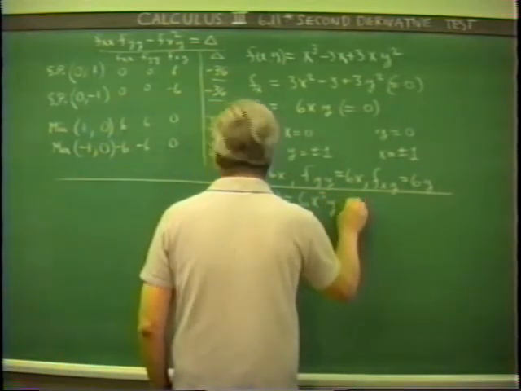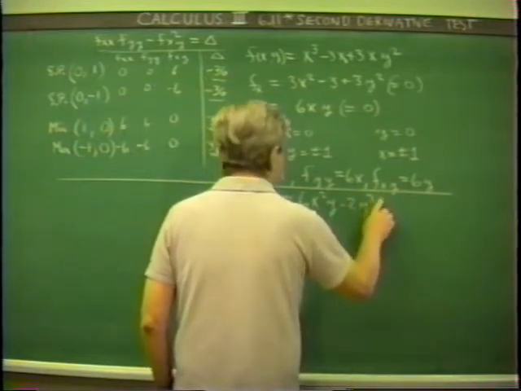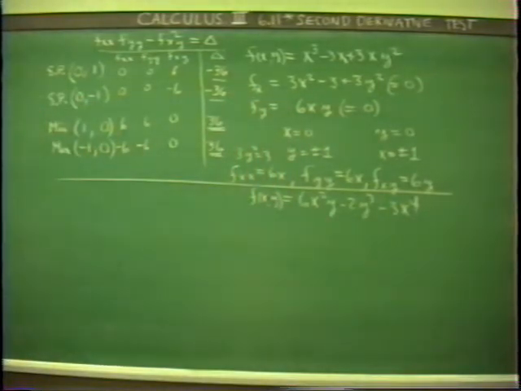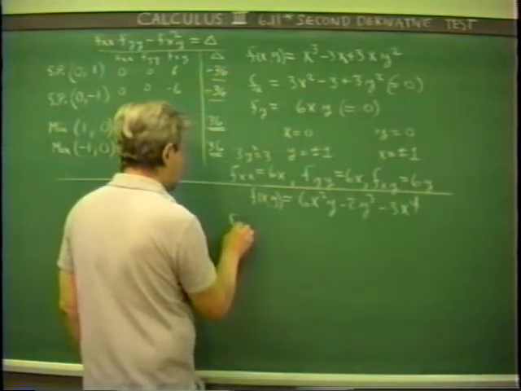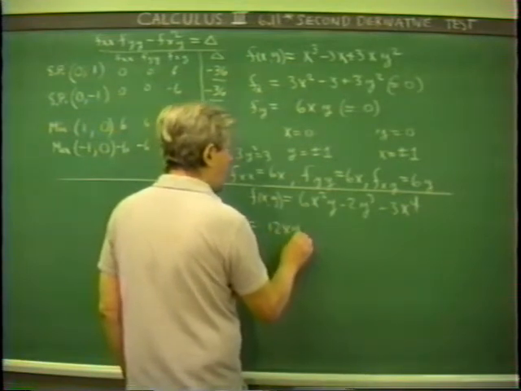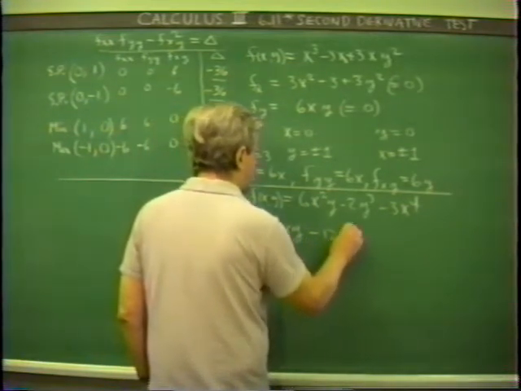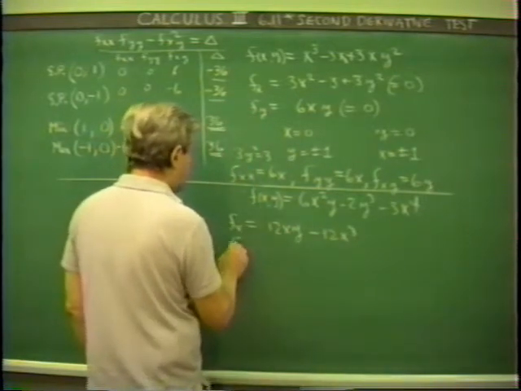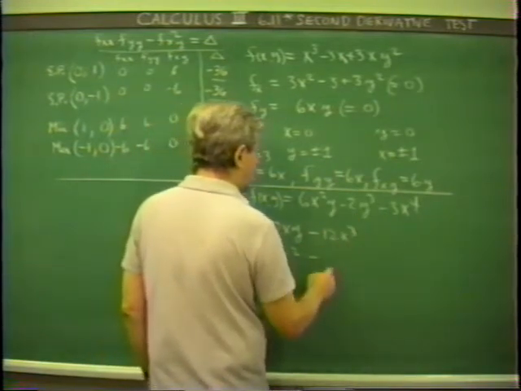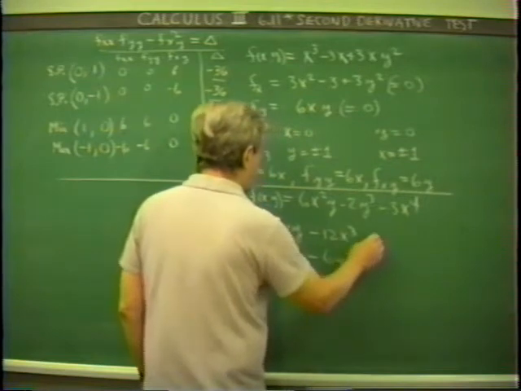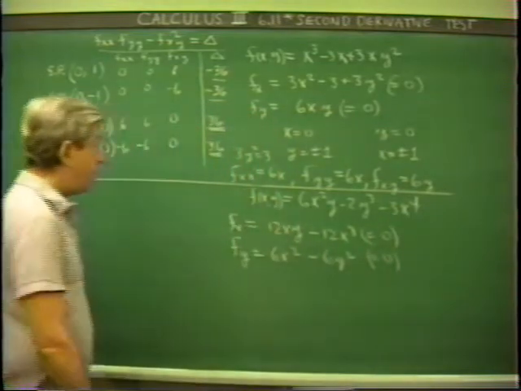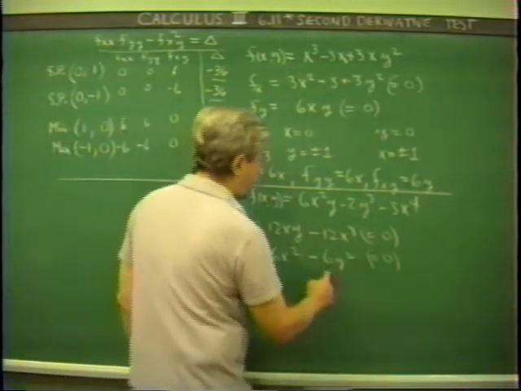Let's take a look at another. Let f of x and y equal 6x squared y minus 2y cubed minus 3x to the 4th. The partial with respect to x is equal to 12xy minus 12x cubed. The partial with respect to y is equal to 6x squared minus 6y squared. We want to know when these are equal to 0.